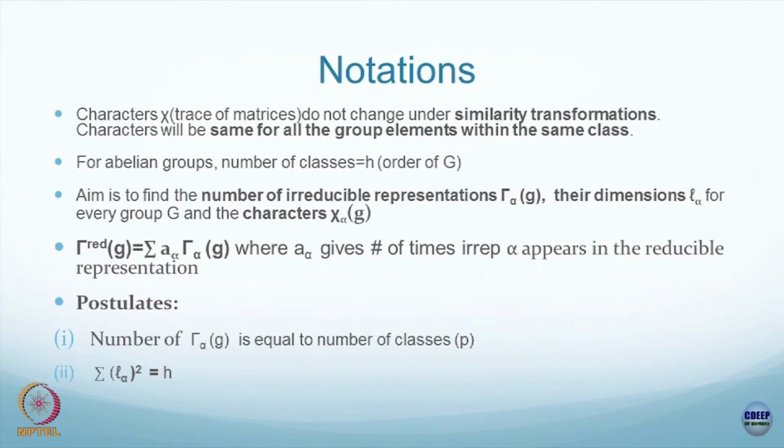The notation chi denotes the trace of matrices, which does not change under similarity transformation. Characters will be the same for all the group elements within the same conjugacy class. For abelian groups, the number of classes is also the number of elements, using the letter h to denote the order of the group G.